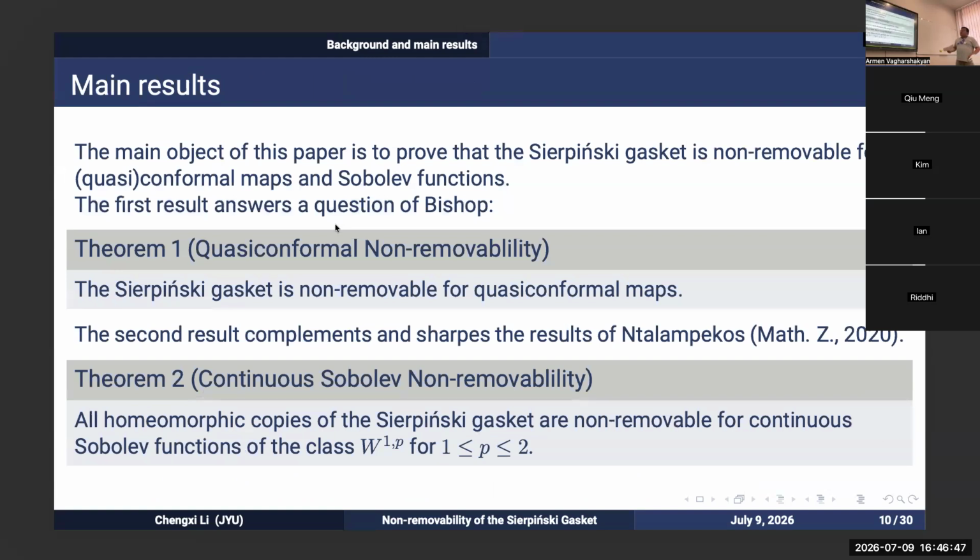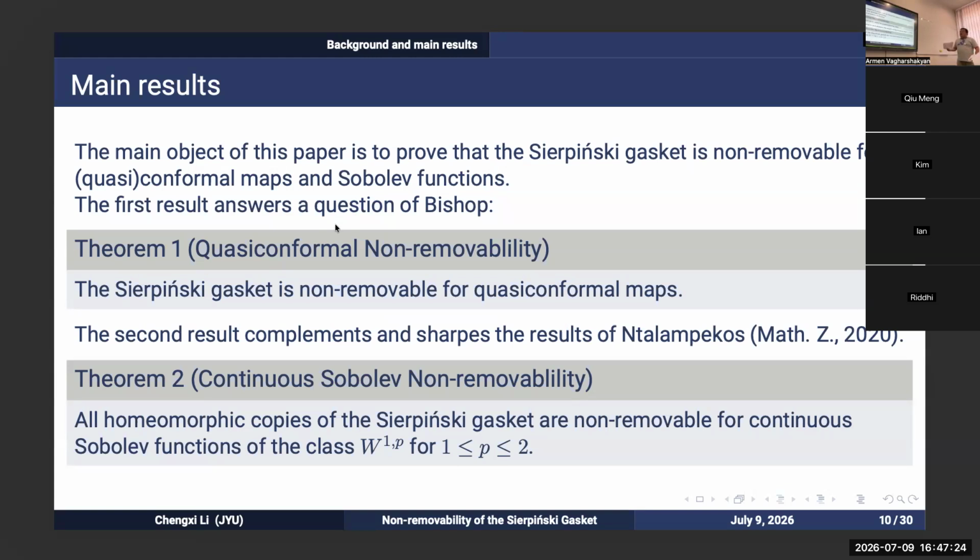And then the main object of this paper is to answer the question of Bishop. It says that the Sierpinski gasket is non-removable for the quasi-conformal maps. And then the second result is about the Sobolev removability. It says that all homeomorphic copies of the Sierpinski gasket are non-removable for the continuous Sobolev functions of W^{1,p} for 1 < p ≤ 2. So this is two results.